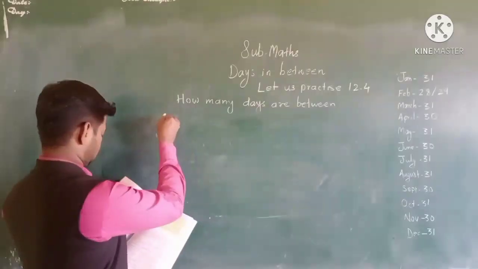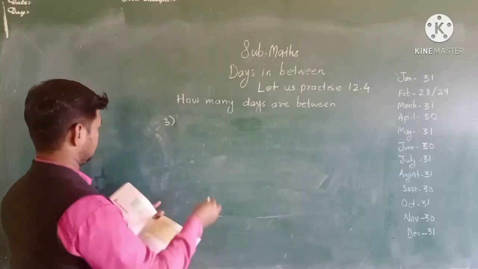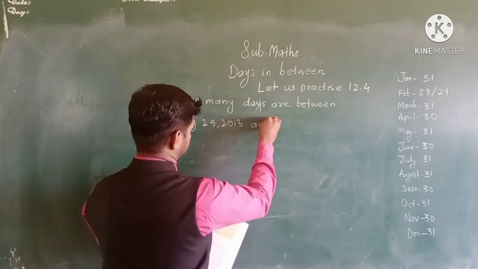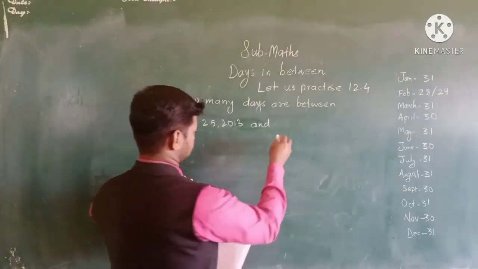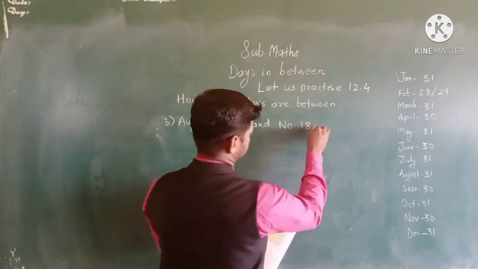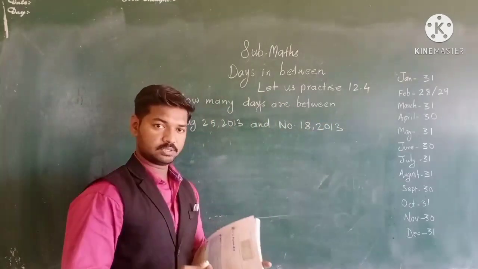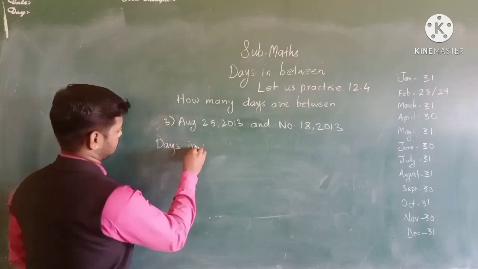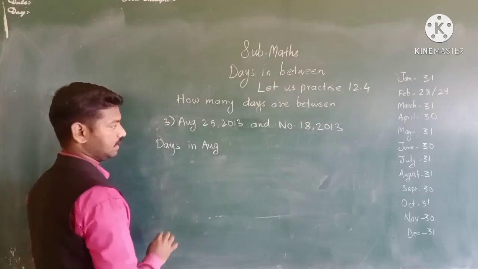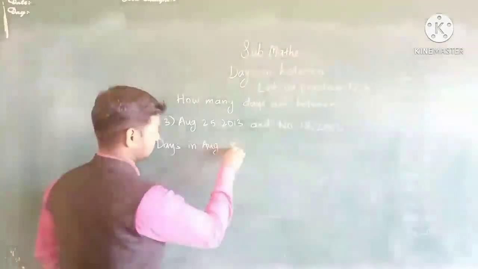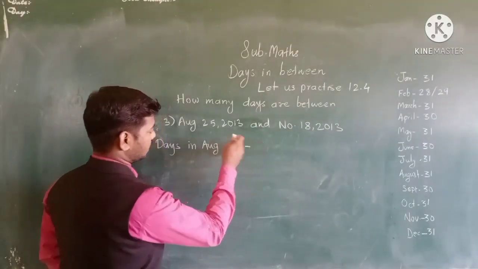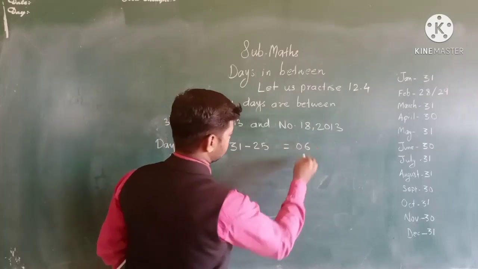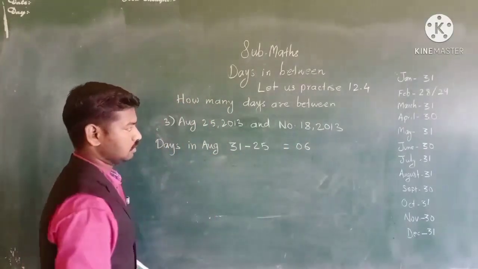Number 3, August 25, 2013, and November 18, 2013. Okay, so the same process we have to do. So we write first days in August. Total how many days are there in August? There are 31 days in August. From the 31, we have to minus the given day, that is 25. Okay? So 31 minus 25 will be 6.